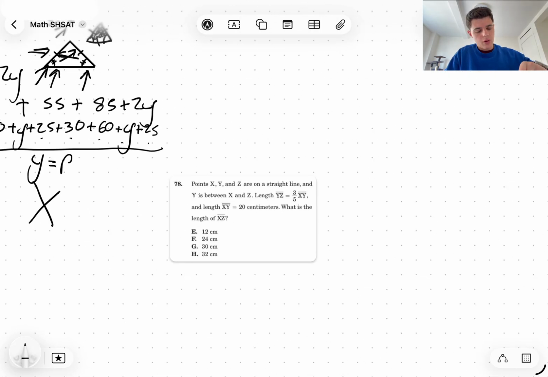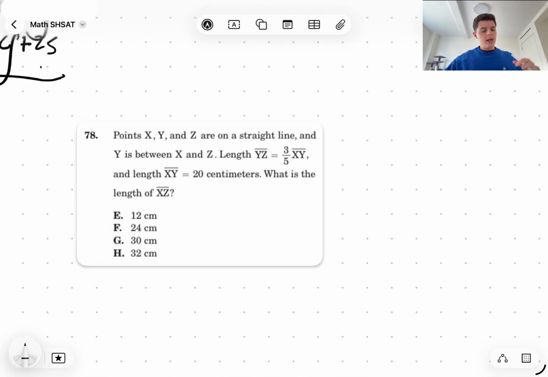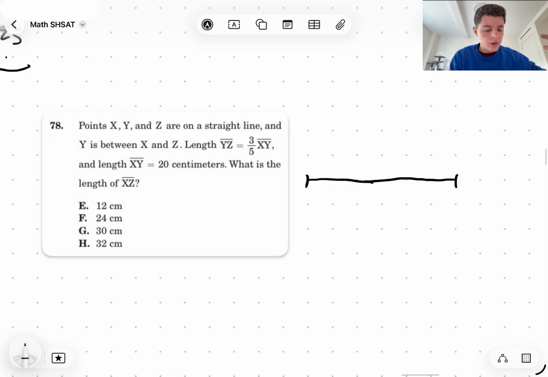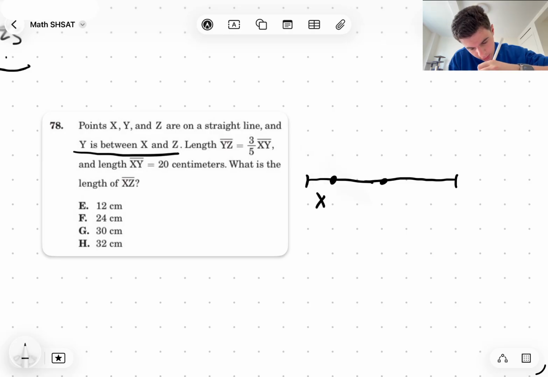Okay, so let's go on to our next one, which is 78. Points x, y, and z are on a straight line. For geometry problems, it's always a good idea to draw a diagram whenever one is not given to you. So we have a line. Points x, y, and z are on that line, and we know that y is between x and z. So we can put x here, y here, z here. We don't know the distances between them, but it helps us visualize it.